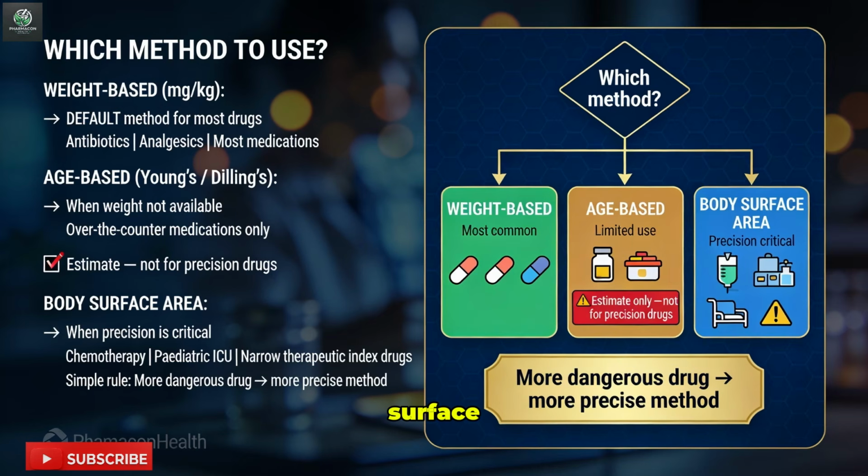Use body surface area dosing when precision is non-negotiable. Chemotherapy agents, drugs with a very narrow therapeutic index, and in the pediatric intensive care unit where even small dosing errors can be fatal. Simple rule: more dangerous drug gives more precise method.